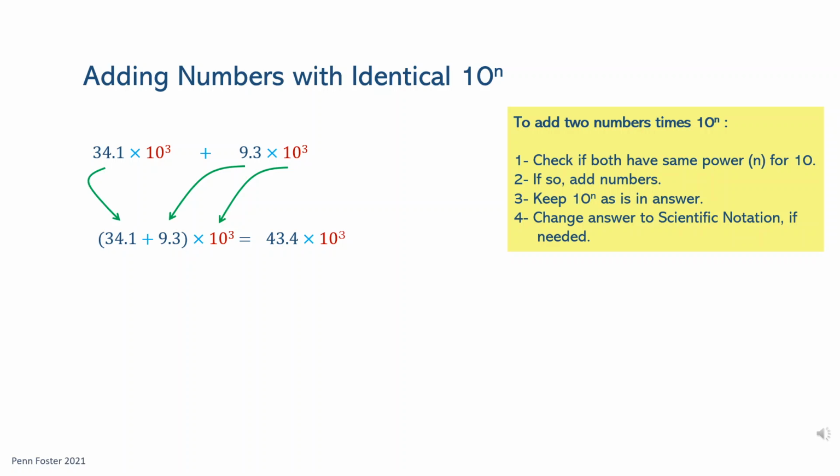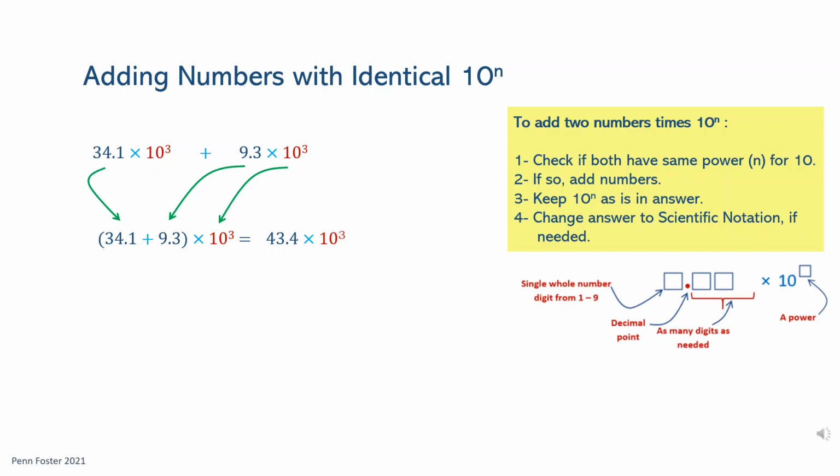Now look at this answer. Is this in scientific notation? Remember, a number in scientific notation must have a single digit from 1 to 9 to the left of the decimal point. Therefore, this answer is not in scientific notation.